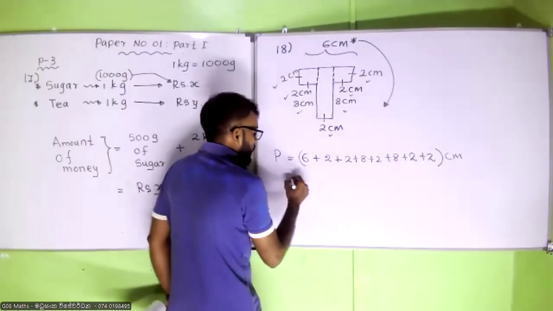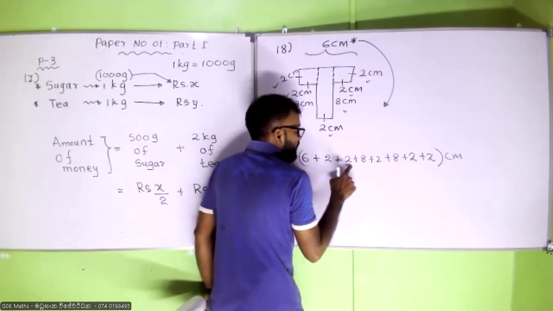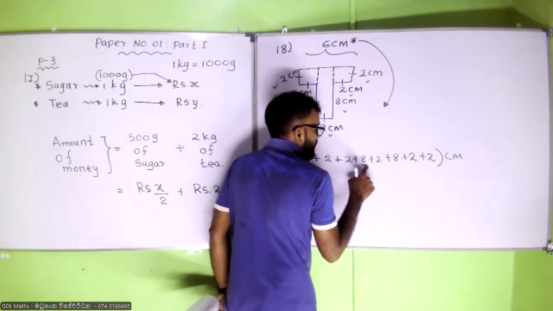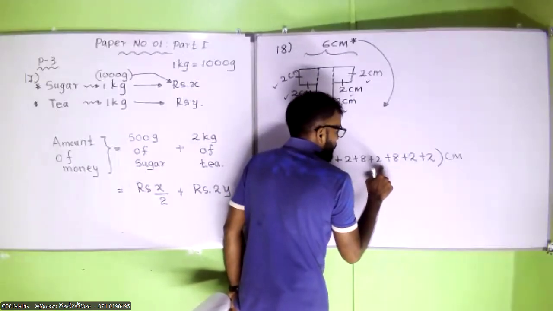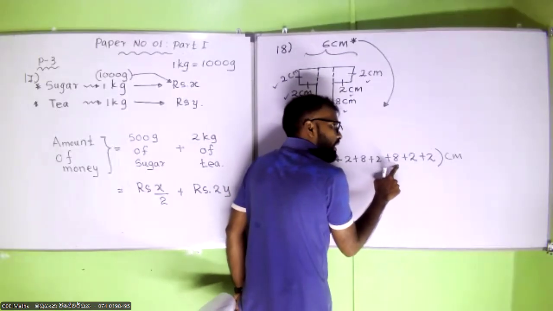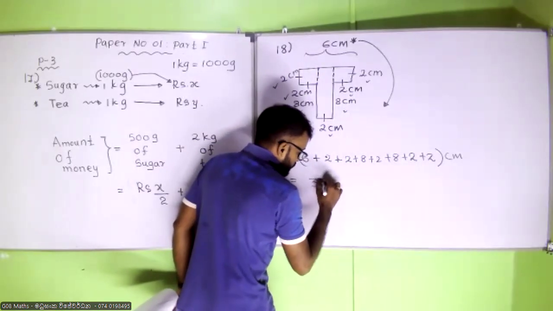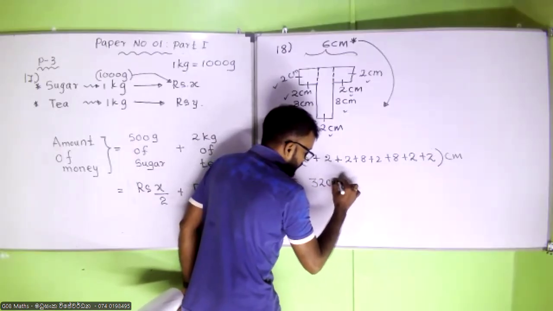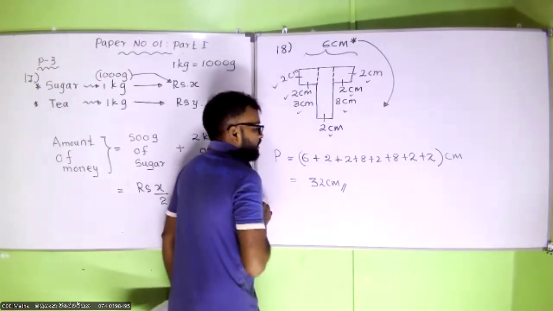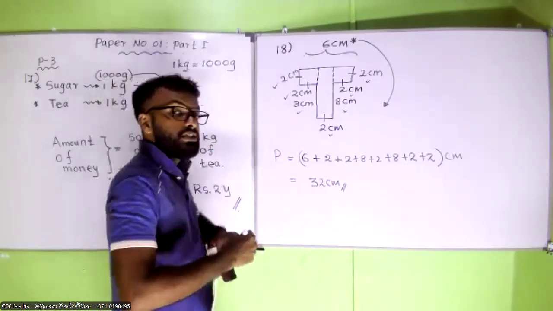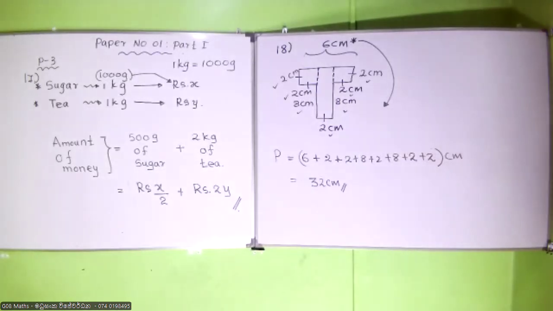That is my common unit for all the lengths. Now I am going to add. 6 plus 2, 8. 8 plus 2, 10. 10 plus 8, 18. 18 plus 2, 20. 20 plus 8, 28. 30, 32. 32 centimeters. So the perimeter of this figure is 32 centimeters.